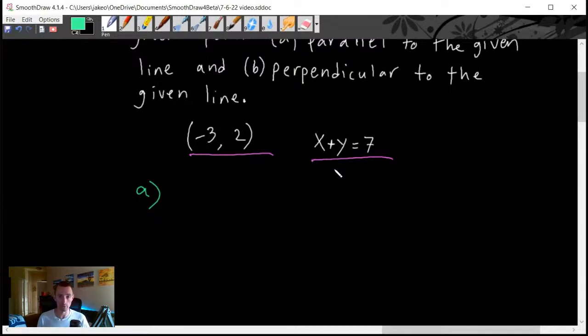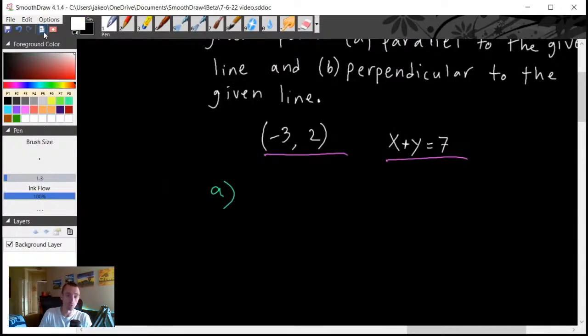So to do that, what you want to do is get it into the slope-intercept form, or the slope-intercept form, and then you can use that to figure out what the slope is. So in this case, we have this in a form that's not particularly useful. What we can do, though, is manipulate this equation to get it into a form that is useful.